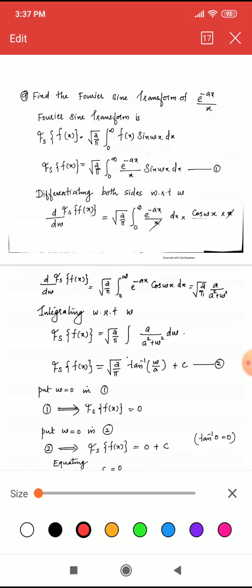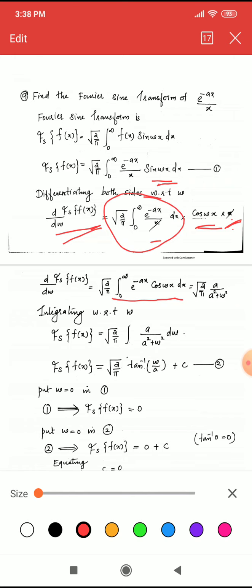We have d by d omega of Fs of f of x equal to root of 2 by pi integral 0 to infinity e raised to minus ax by x dx, which is like a constant term, and we have to differentiate only sine omega x. So the derivative of sine omega x is cos omega x into x. Then cancelling both x, d by d omega of Fs of f of x equal to root of 2 by pi integral 0 to infinity e raised to minus ax cos omega x dx.